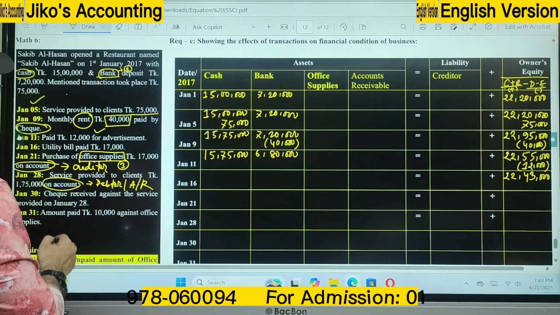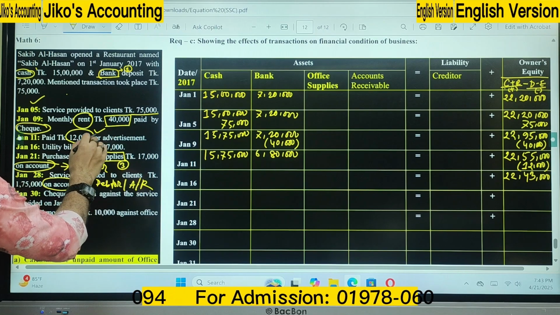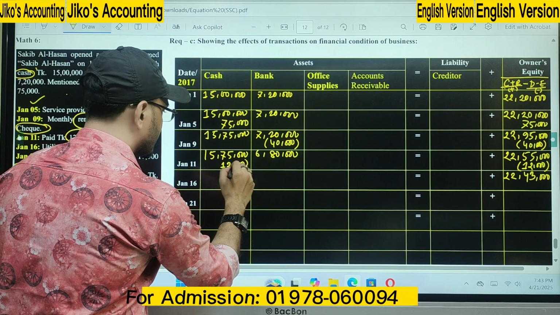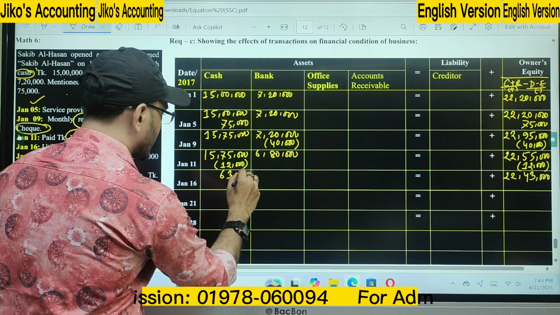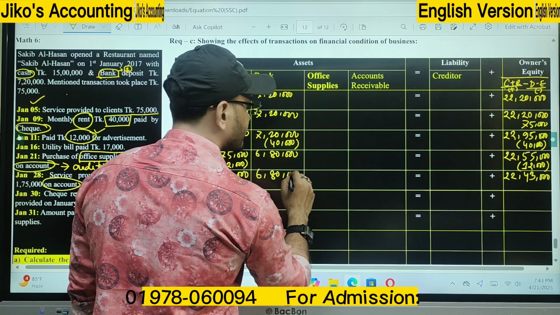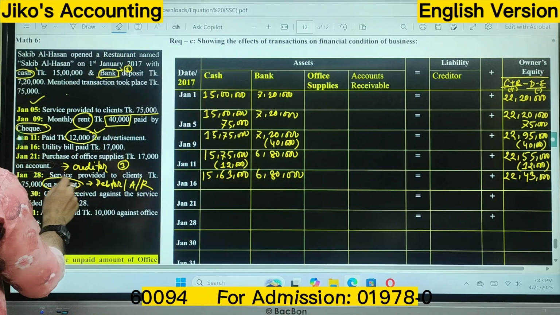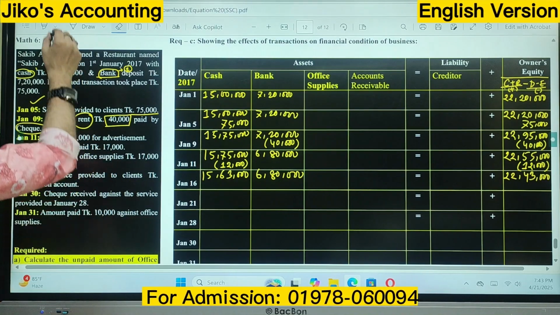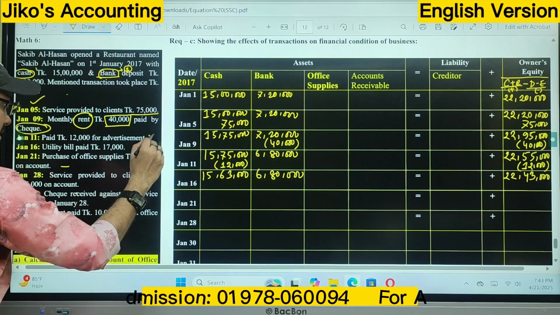How about my cash? Because of this advertisement payment, how about my cash? Cash amount is also reduced by 12,000. Now deduct it. 15 lakh 63,000, then 6 lakh 80,000. Is it okay, sir? If January 11 is done, it's done.